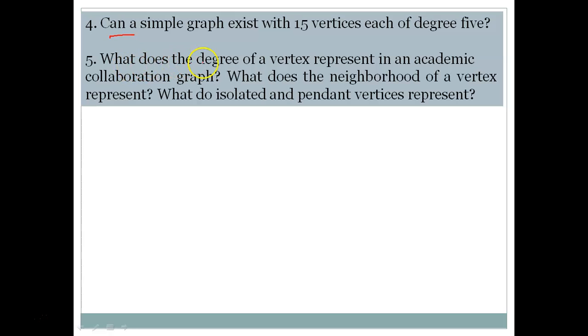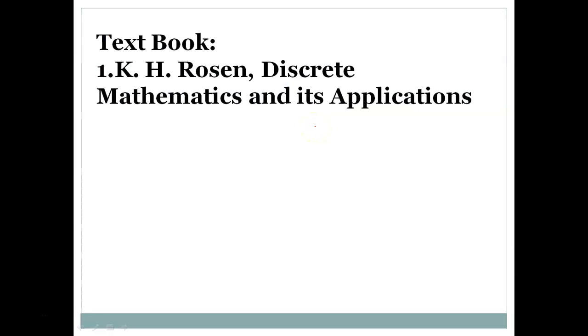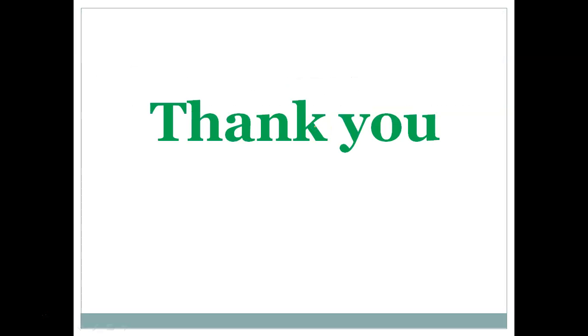And the next question, what does the degree of a vertex represent in an academic collaboration graph? And what does the neighborhood of a vertex represent? In fact, I have not written the definition of the neighborhood of a vertex. You try to find it out. It is given in the book by Kiescher. So what do isolated and pendant vertices represent? So these are the exercises for your practice, and that's it about this lecture. Thank you.